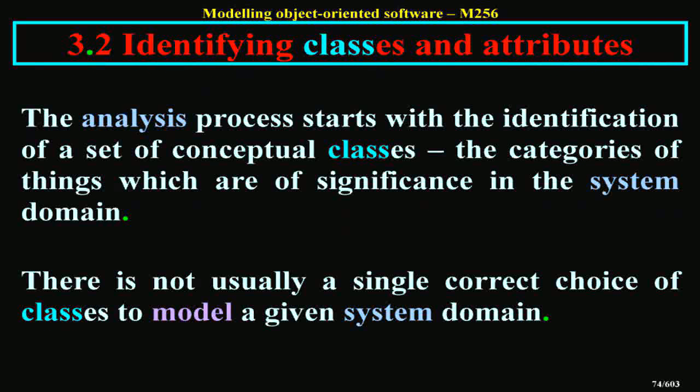3.2. Identifying classes and attributes. The analysis process starts with the identification of a set of conceptual classes, the categories of things which are of significance in the system domain. There is not usually a single correct choice of classes to model a given system domain.